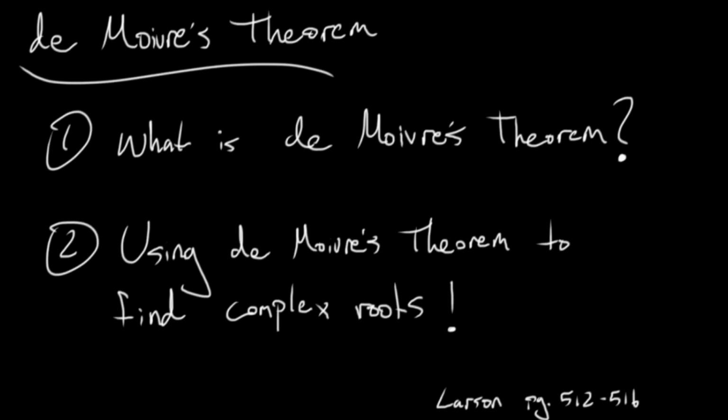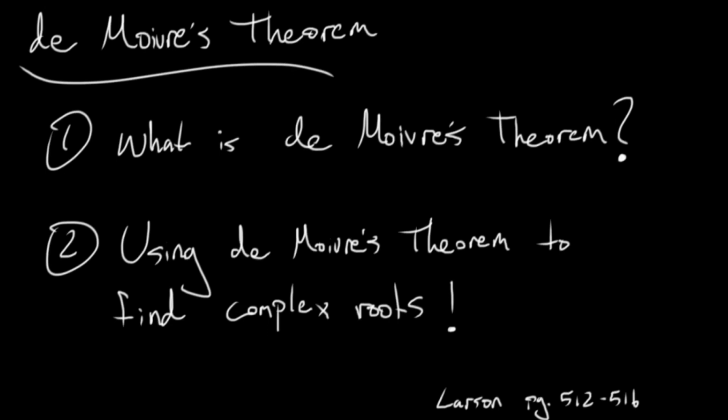Hello and welcome. In this video, we are going to look at De Moivre's theorem, which is a precursor to something really cool called Euler's identity, which we will not be looking at in this video. But we're going to look at De Moivre's theorem. We're going to kind of justify it a little bit. We're not going to do a formal proof that requires something called induction, which we're not looking at here. You'll get that later.